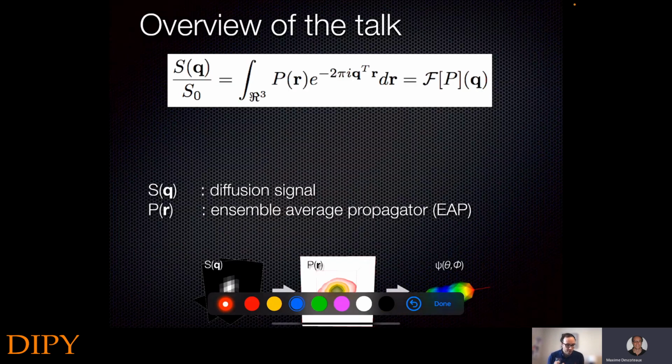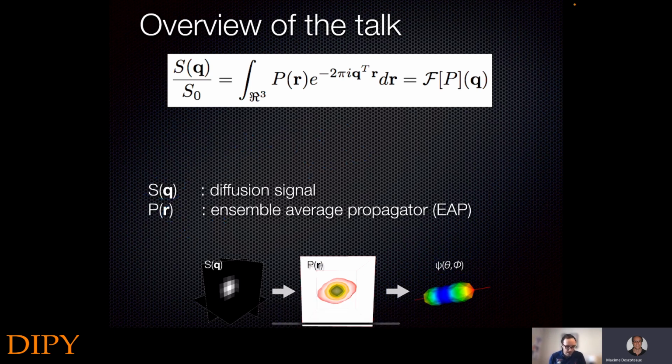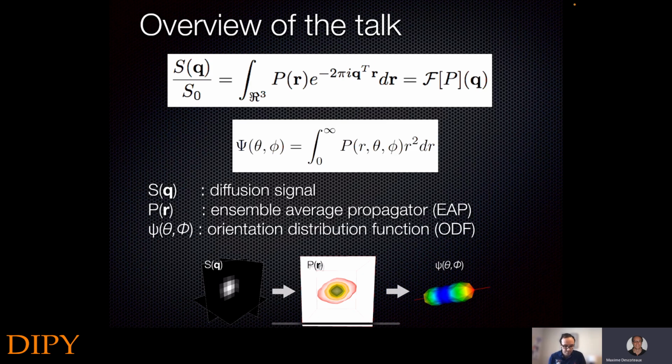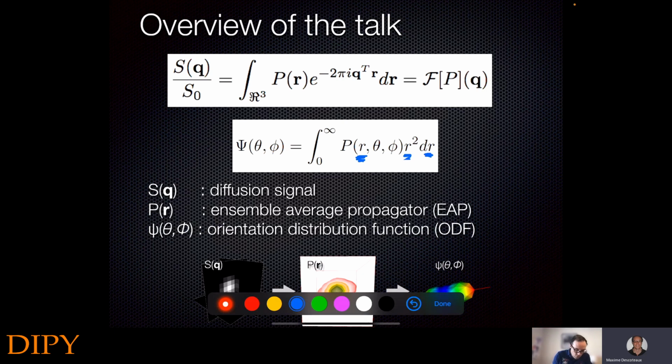All right, so with this equation, we see some basic math. So this S of Q, right, which is the Q space signal, and Q here is a vector in 3D. R is also a vector in 3D, in real space. And what you see here appearing for the first time is the ODF, which only depends on theta and phi. So this is a spherical function, where here we've integrated the radial part to have a sphere.